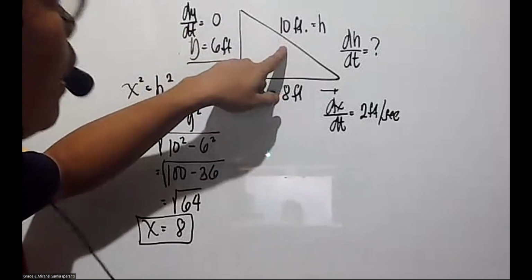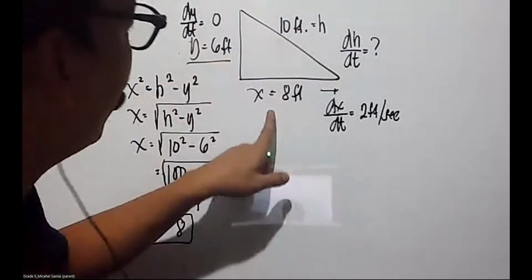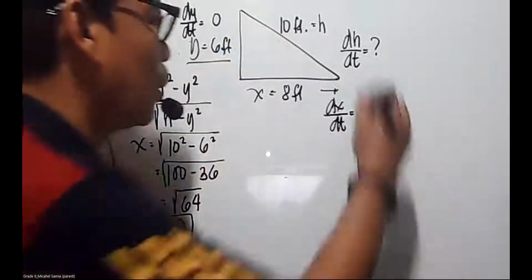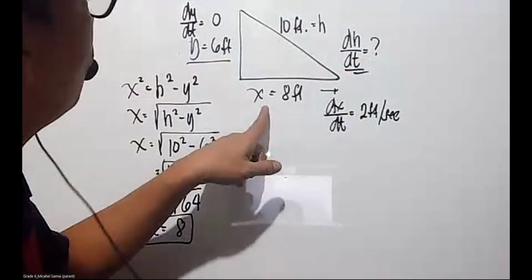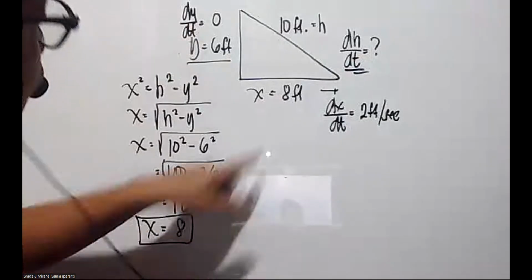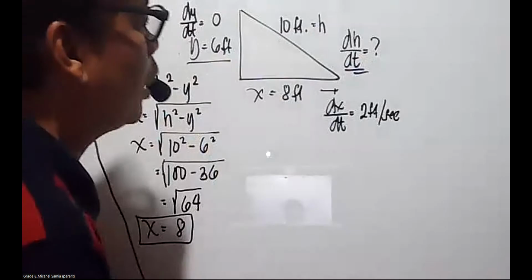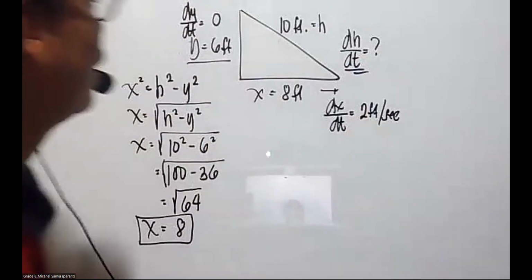Your hypotenuse at 10 feet increases since your x increases, but we do not know the value of its rate of change. So this is the one we're looking for, okay? And your x, which we solved using the Pythagorean theorem, has a value of 8 feet. Now, it is given also that it is increasing at the rate of 2 feet per second.